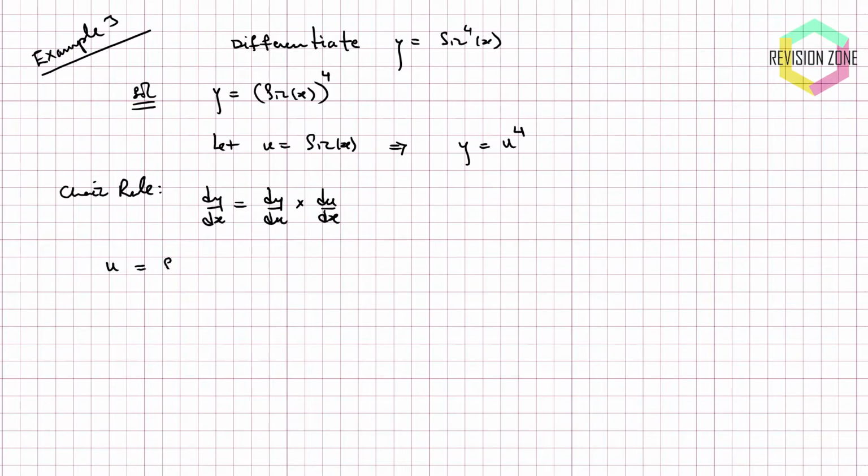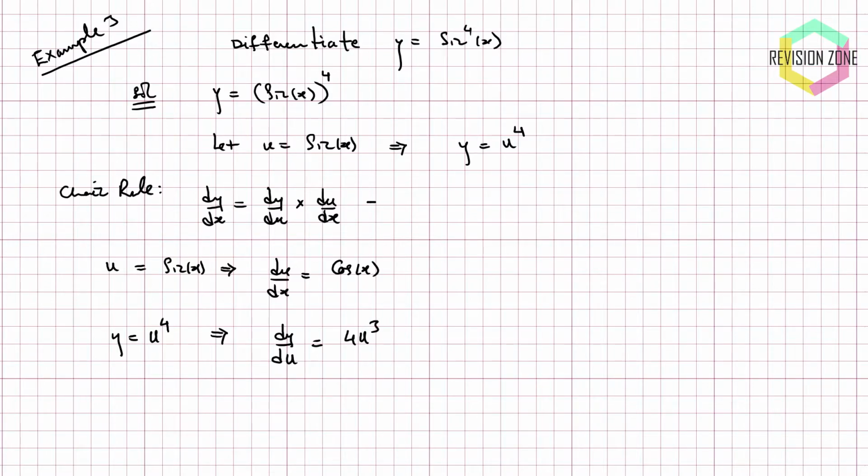So u equals sine x as we have up there. That tells me that the derivative of u with respect to x, because we know sine differentiates to give us cos, is actually cosine x, and since y equals u to the 4, that's just a polynomial in u, then when I differentiate it, that's just a standard sort of thing. It's going to give me 4u to the 3.